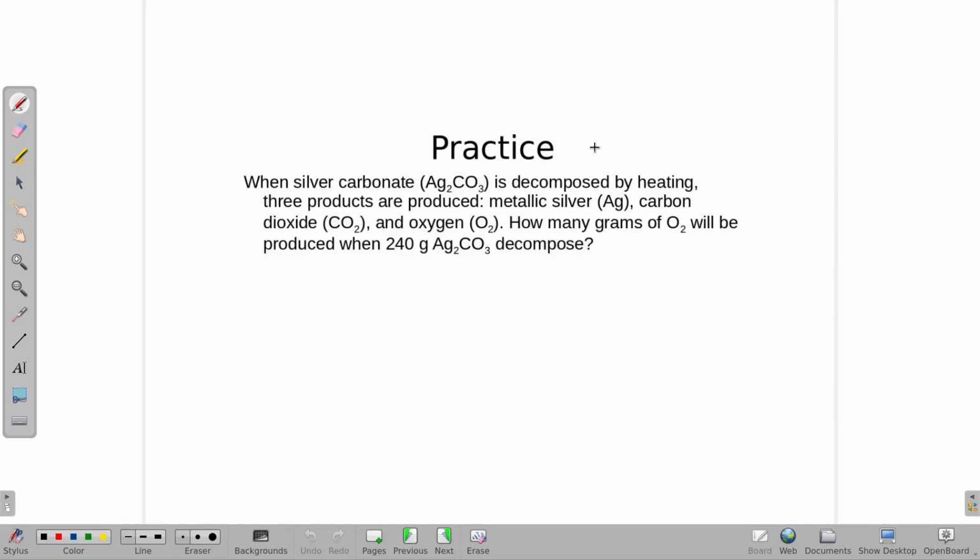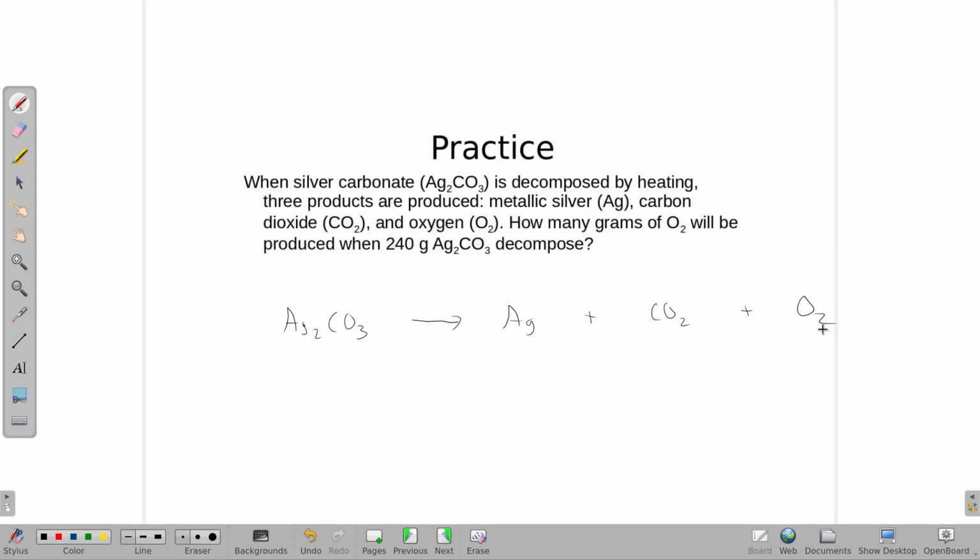This one I give you a lot more steps, so this would be a little bit more realistic if I want you to determine an equation, because I'm actually telling you all the components. So we have silver carbonate decomposing into 3 products: silver, carbon dioxide, and oxygen. So Ag2CO3 turns into Ag, CO2, and O2.